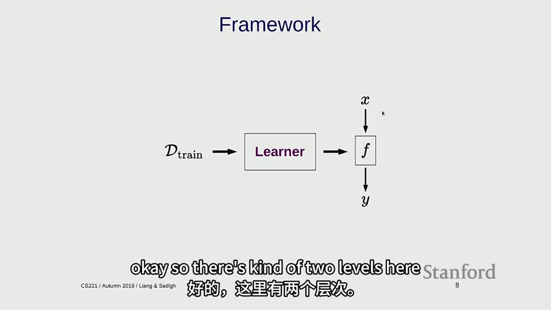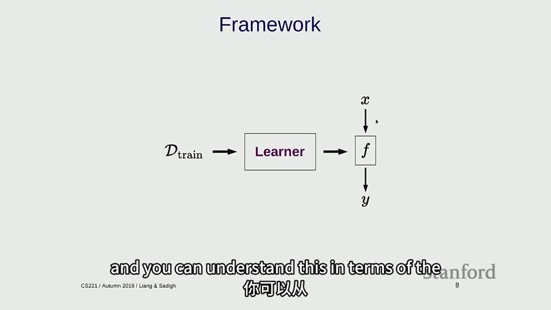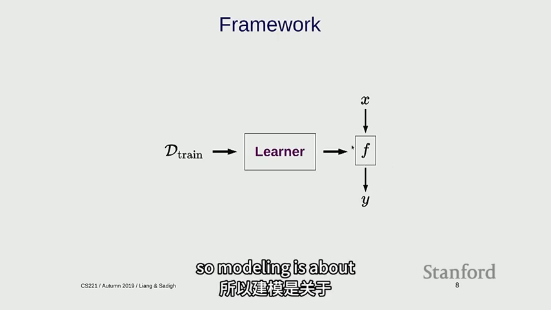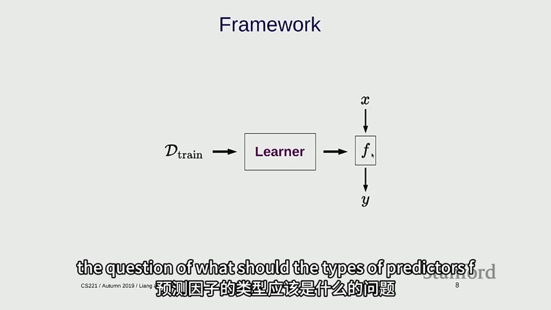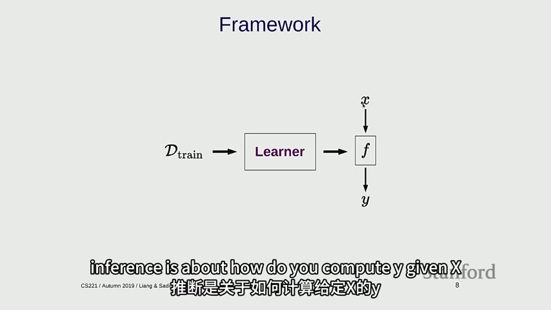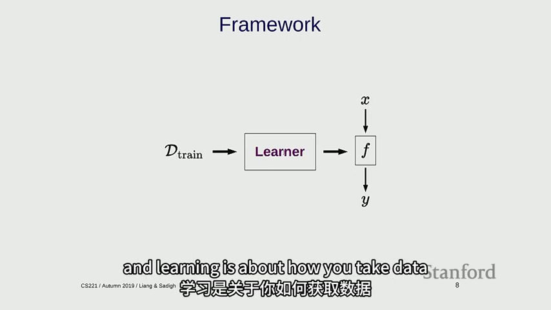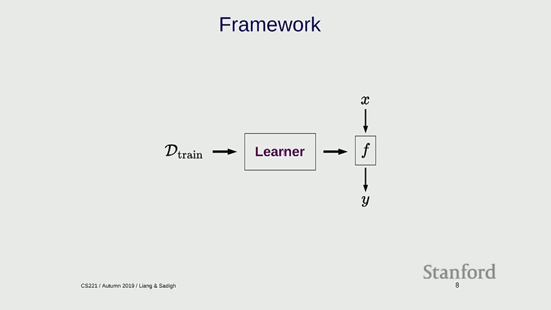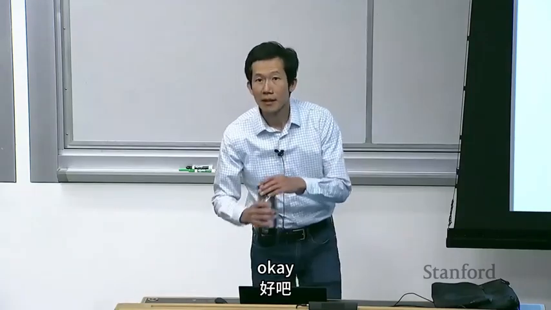So there are 2 levels here. And you can understand this in terms of the modeling, inference, learning paradigm. Modeling is about the question of what types of predictors F you should consider. Inference is about how you compute Y given X. And learning is about how you take data and produce a predictor so that you can do inference. Okay? Any questions about this so far?